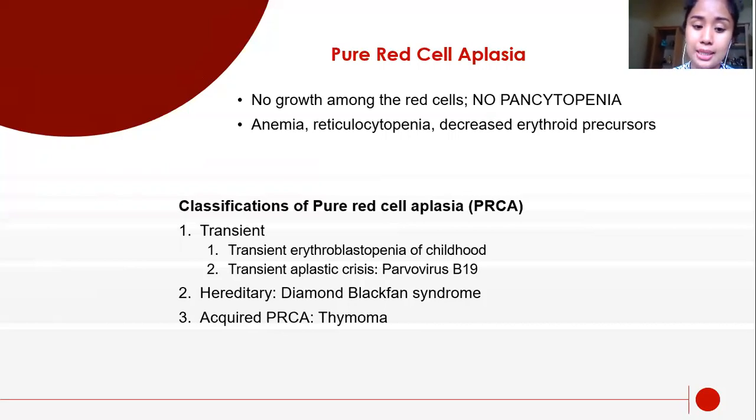Transient aplastic crisis. Next class, when we talk about something that is hereditary or congenital, so Diamond-Blackfan syndrome. Yan lang mga memories nyo, Diamond-Blackfan syndrome, parvo B19, no pancytopenia, only red cells. And acquired, pag sinabi natin acquired pure red cell aplasia, so parang external causes, pwedeng chemotherapy, it can lead to thymoma, so tumor of the thymus. Diba thymus is the site where your T cell develops and matures.